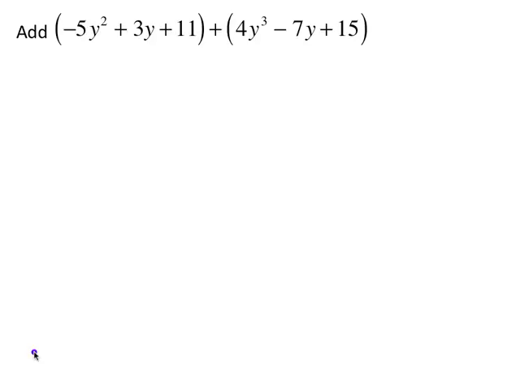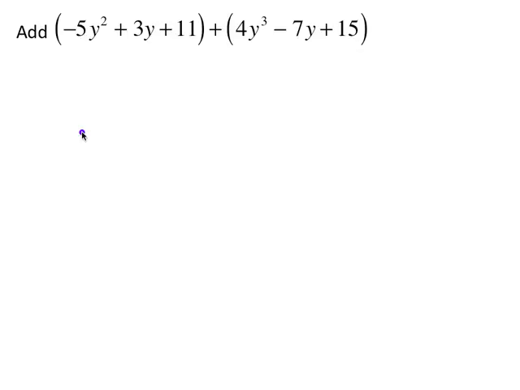Okay, so we need to add these two polynomials together. And when you're adding polynomials, all you're really doing is looking for like terms and adding them together. And remember, like terms are the variables that have the same variable and the same exponent. I'll show you two different ways that you can go about doing it, and then it's really up to you on the way that you want to set it up.